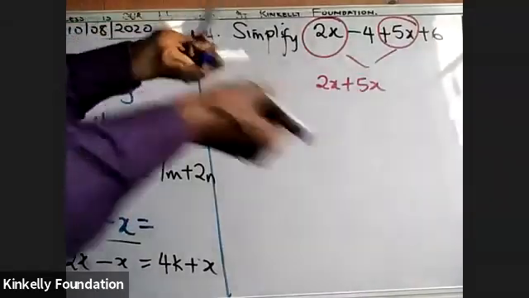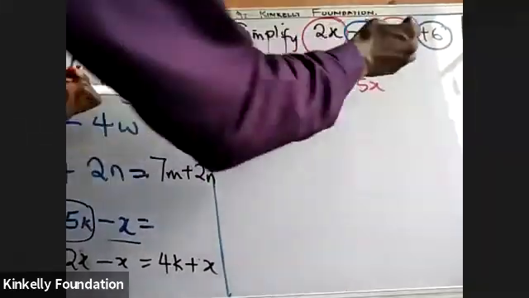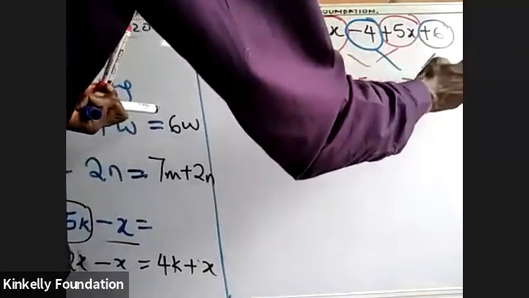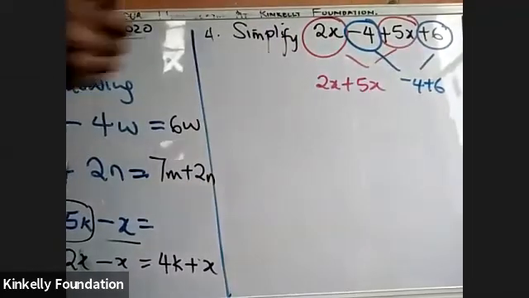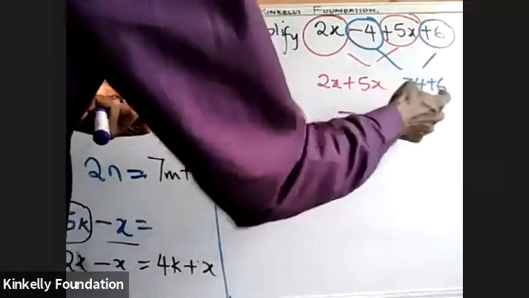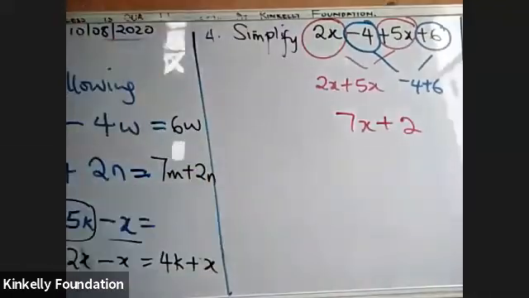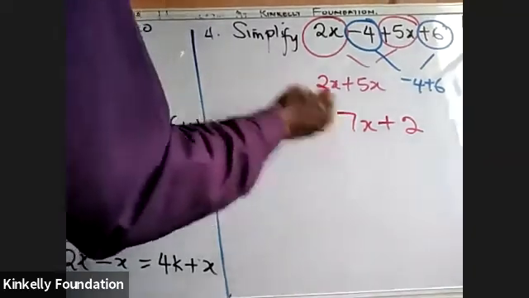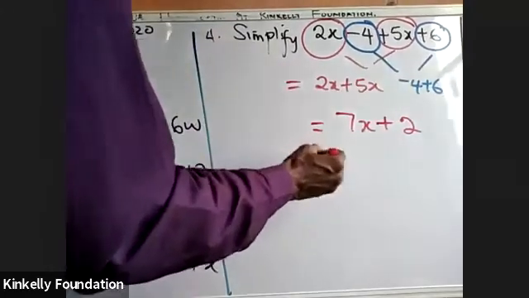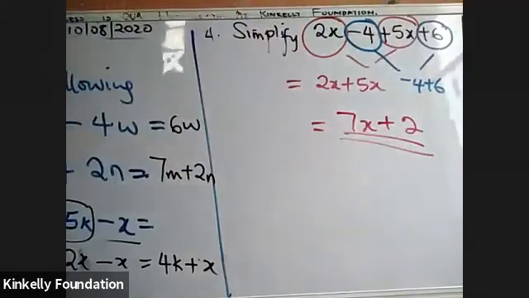Now, this one has ordinary terms and number terms. So you bring them together, minus 4 plus 6. Now, this one gives us 7x. Minus 4 plus 6 is positive 2. So the answer to this question is this. Nothing can simplify further. That is the answer. Some people got it, while others couldn't get it.